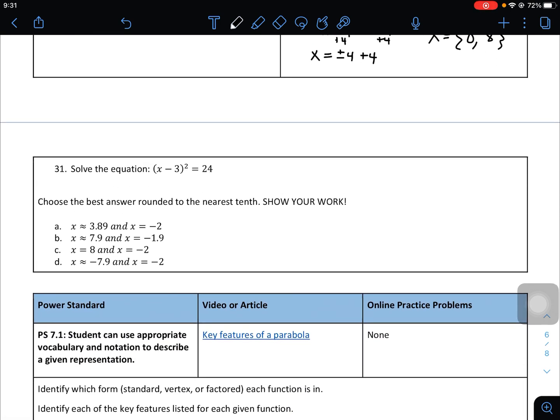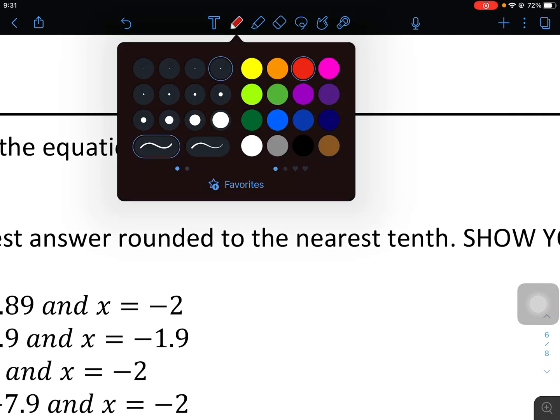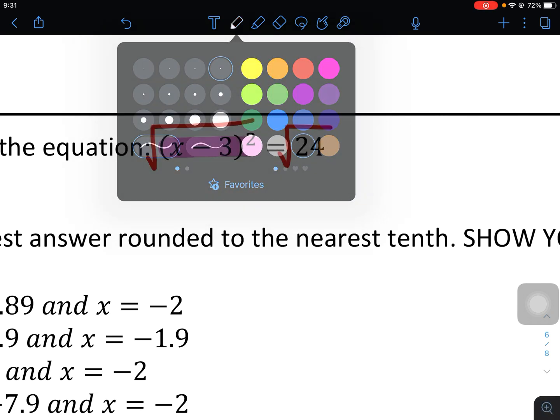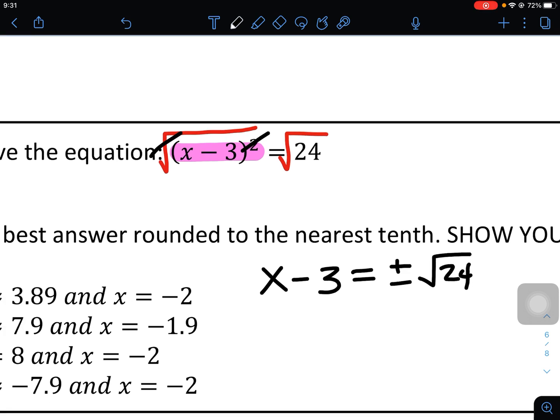Now, just be careful when you're working with numbers that are not perfect squares. For this one, there's no moving around that we need to do before we take our square roots. The parentheses are already by themselves, so we can take the square root of both sides. But what that looks like then is, since the squares and the square roots undo each other, we're left with x minus 3 equals plus or minus the square root of 24.